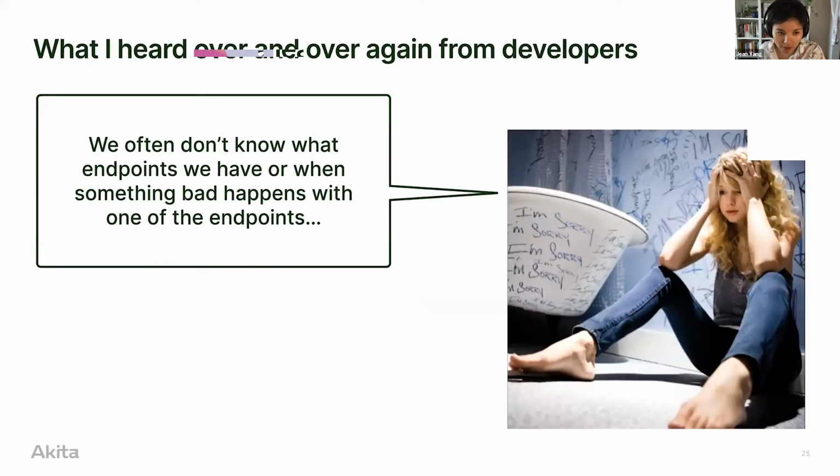As I talked to developers, the big thing I realized was they kept telling me, we often don't know what endpoints we have. We don't know what happens with our endpoints. I started out thinking Akita might be a data tracking company, because they said, we don't know what our data is. But when I unraveled it, they were saying, we don't know where anything is. We don't know what anything's doing. And this was a common theme I heard across all kinds of developers.